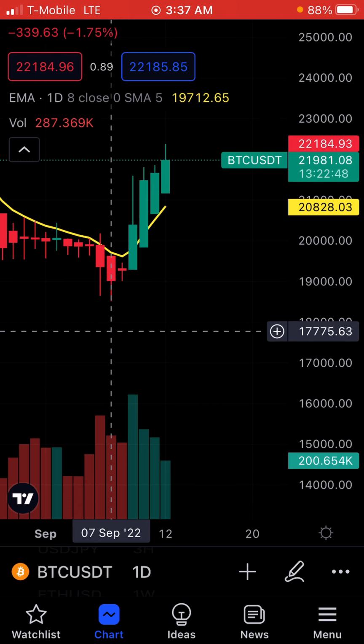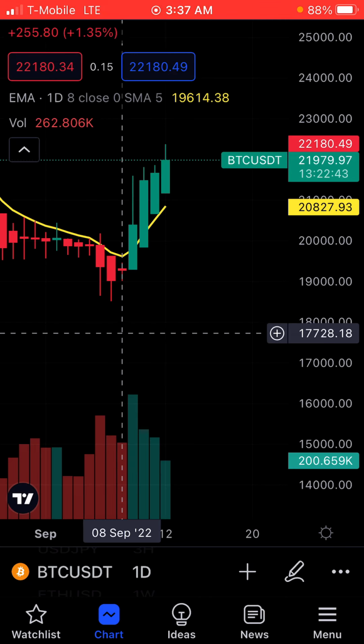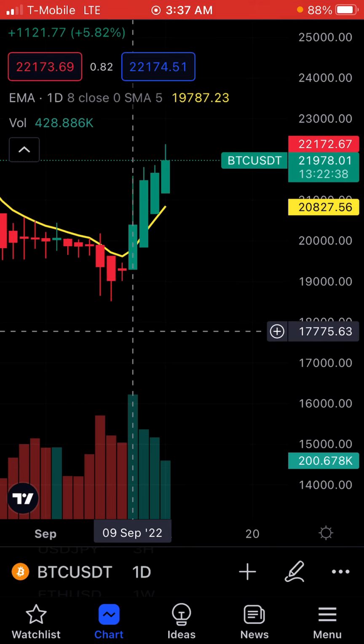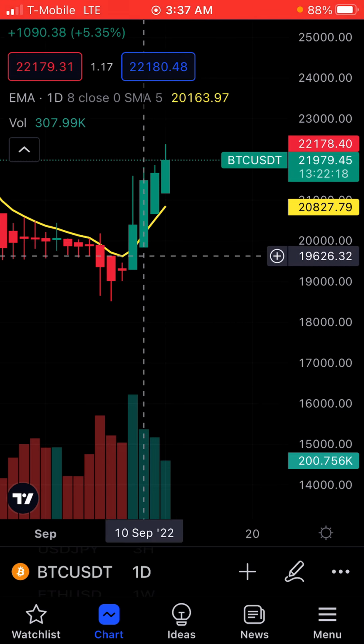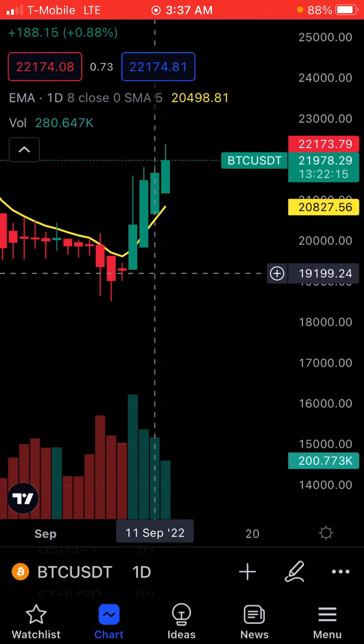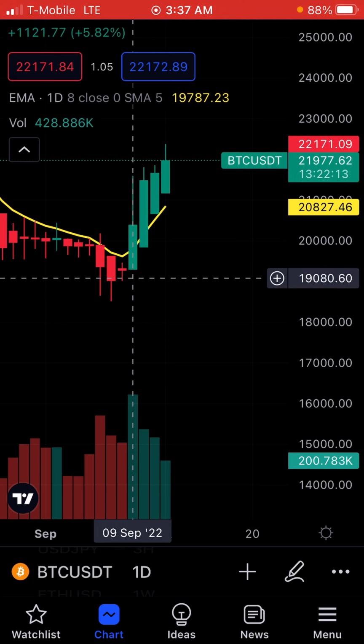So what we want to look for is a red volume bar that turns into a green volume bar. And for the first volume bar that is green, we want to look at the volume. The volume we can see in this scenario, for today actually, is 428,000, from 4 days ago. So, prediction-wise, what we could see happening with Bitcoin right now is the green candle pushing through the 8 EMA.